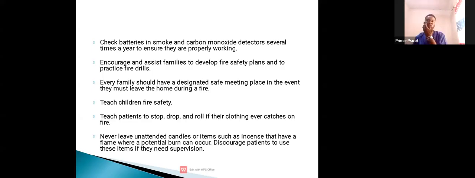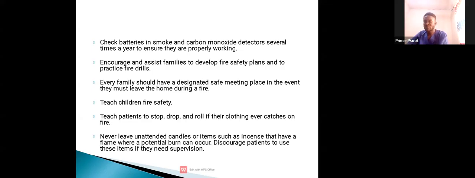Then every family should have a designated safe meeting place in the event they must leave home during a fire. You call it a muster point. A muster point is a place where, in case of any emergency, everyone is to converge. Everyone should have a muster point.